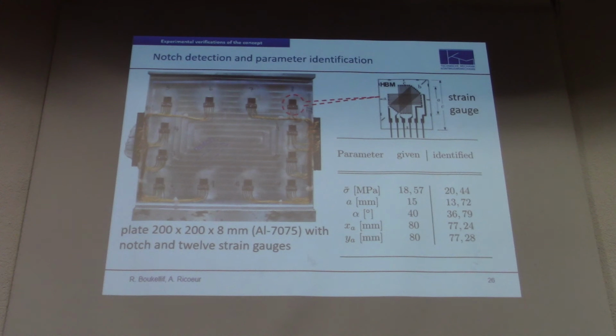So we have here a plate made of aluminum with a notch, and the notch is here, and we have here 12 strain gauges. And each strain gauge measures 3 components of the strain. And the unknown parameters are the boundary load, and the crack length, and the inclination of the crack, and the position of the crack. And we have here the given problem and the identified results. And the given load here is measured from the load cell. And we can see that the error between the given problem and the identified results is more than 10%.